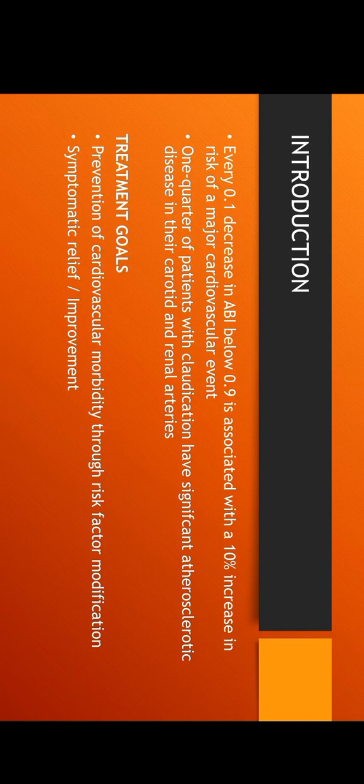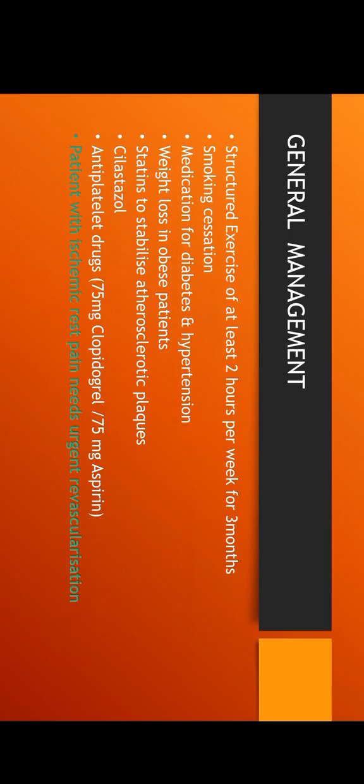One-fourth of patients with claudication have significant atherosclerotic disease in their carotid and renal arteries. Treatment goals of claudication include prevention of cardiovascular morbidity through risk factor modification, symptomatic relief and improvement of the pain. General management includes structured exercise of at least 2 hours per week for 3 months and smoking cessation. This forms the first line management of claudication pain.